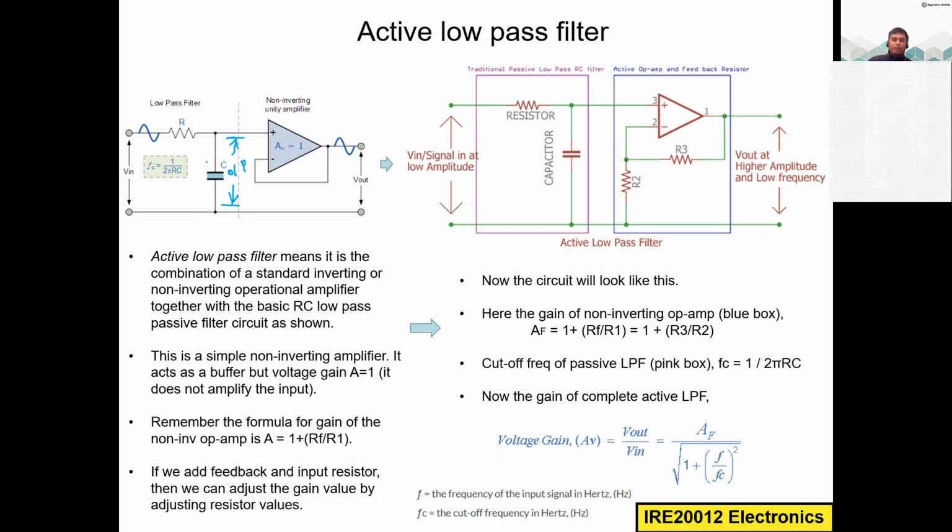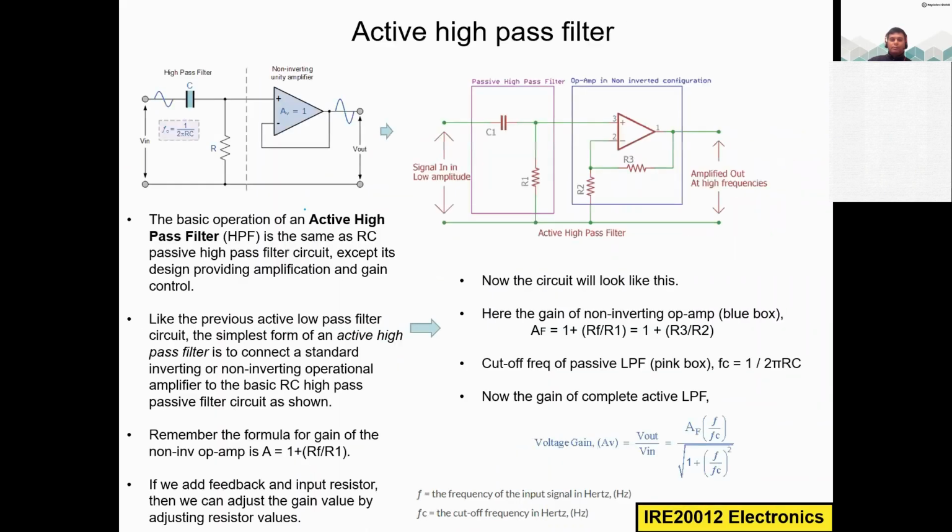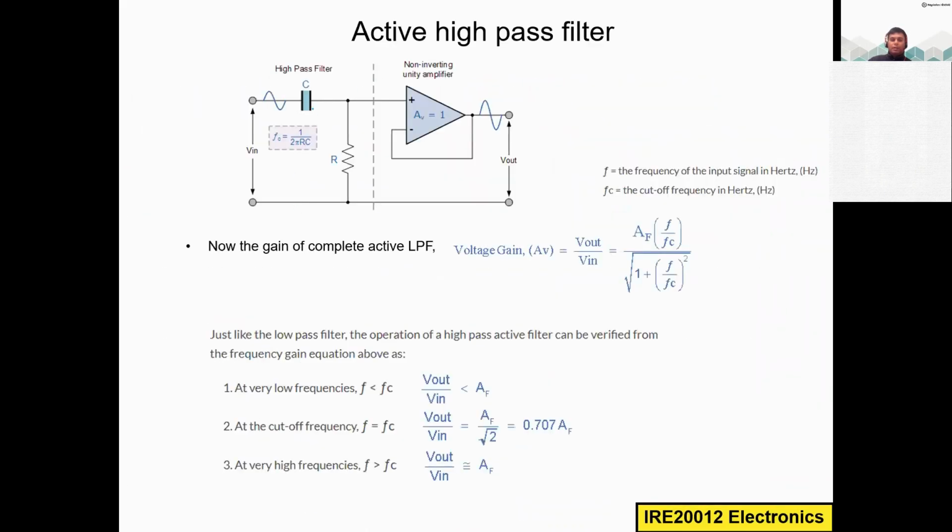The high pass filter is just changing the component positions. So the resistor will come here and the capacitor will go here. Then it will become the high pass filter. So now the capacitor is here. Now we are getting the output across this resistor. So this is the high pass filter, and we are giving the output to the operational amplifier to get some gain.